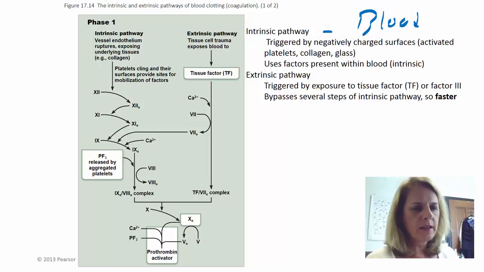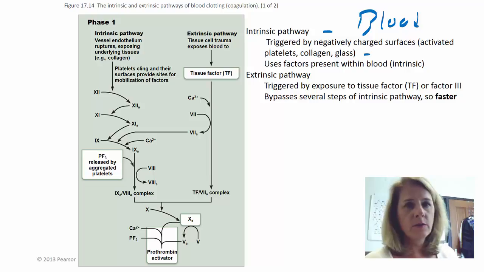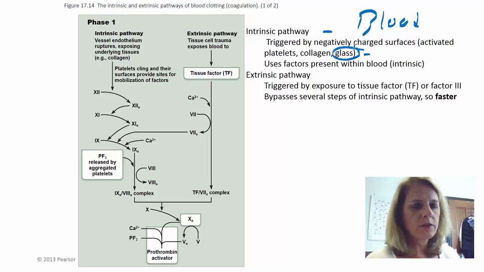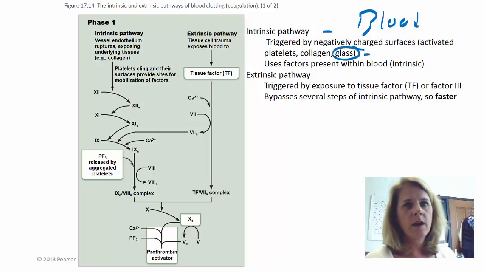And so you're going to see these may occur when you take blood from a person and you put it in a test tube. When it is exposed to that glass, that will cause the blood to clot, which is why when you draw blood, they put those little anticoagulants in the tube so that it stays liquid so that you can get your blood test done. But there may be something inside your body that's going through and causing this intrinsic pathway to turn on.